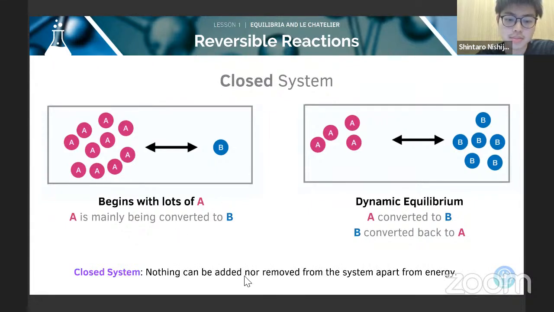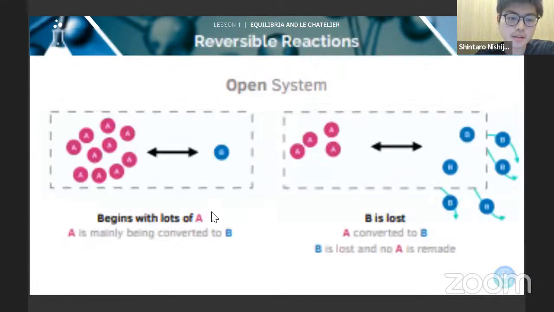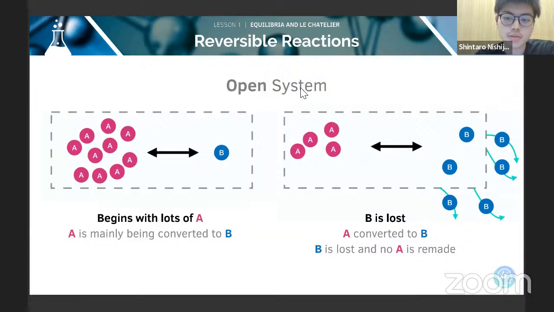That means that nothing can be added or removed from the system. It's a bit of a nitty-gritty thing, but you can have energy going in and out. In an open system, you wouldn't really get a dynamic equilibrium, because you could start with A being converted to B, but then B is lost. So then you don't get that backward reaction anymore.